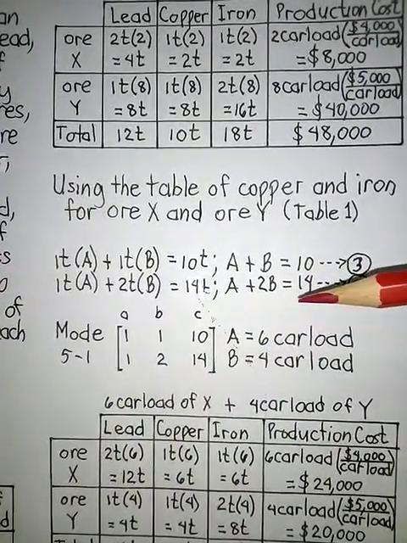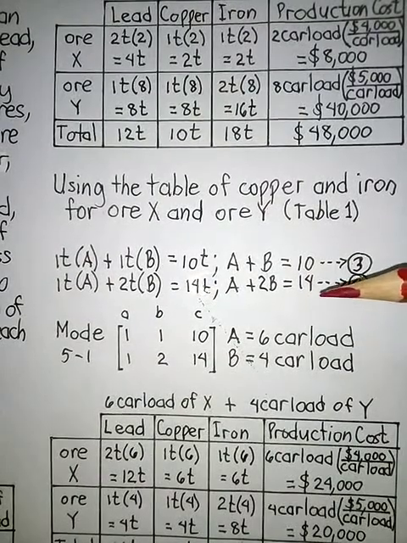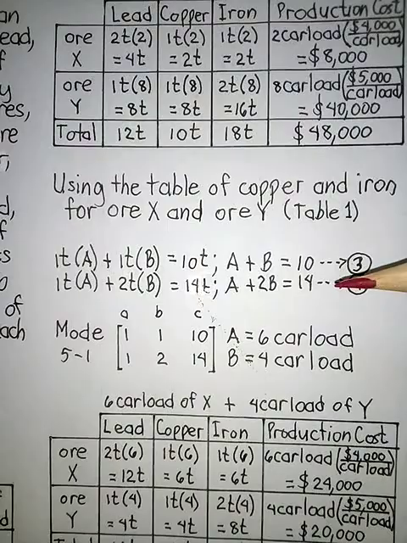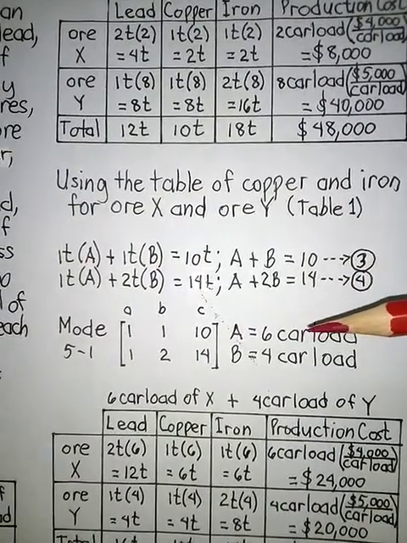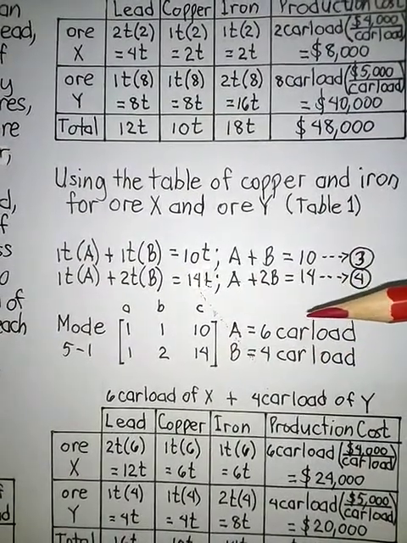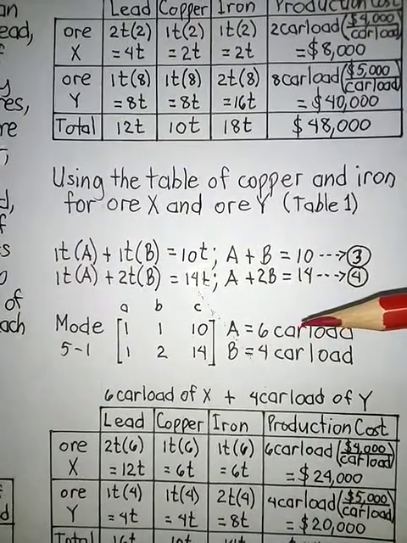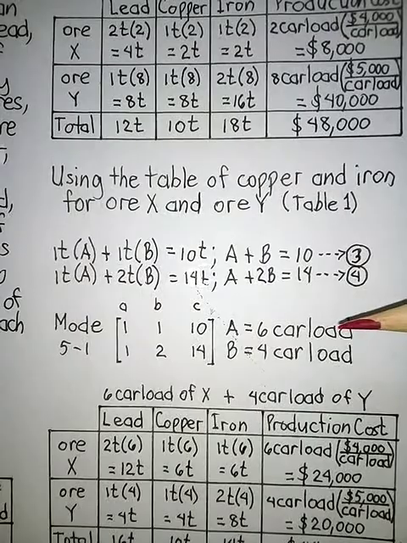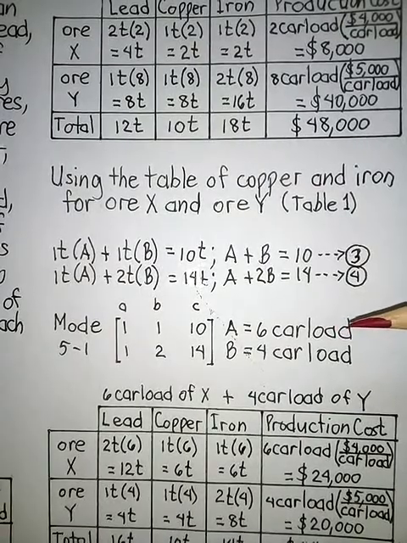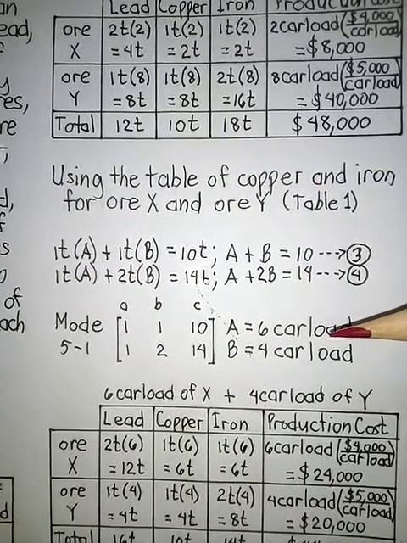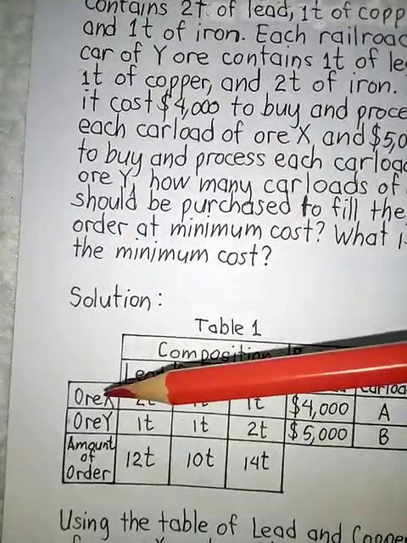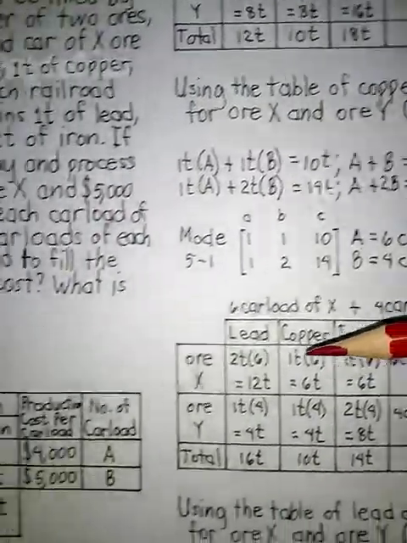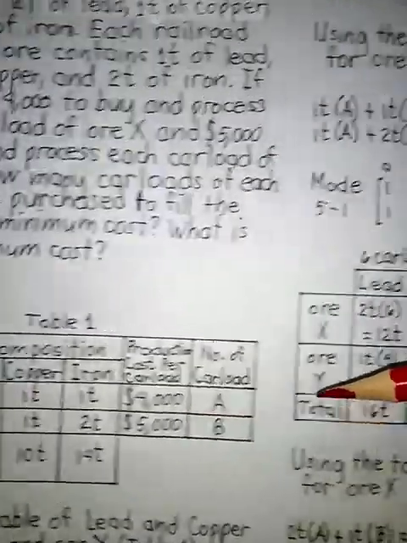So that is ore X. So this is for ore Y. This is for ore X, and this is for ore Y. So using again mode 5.1, we will get for A, or for X, we must purchase 6 carloads of ore X here, and 4 carloads of ore Y here.